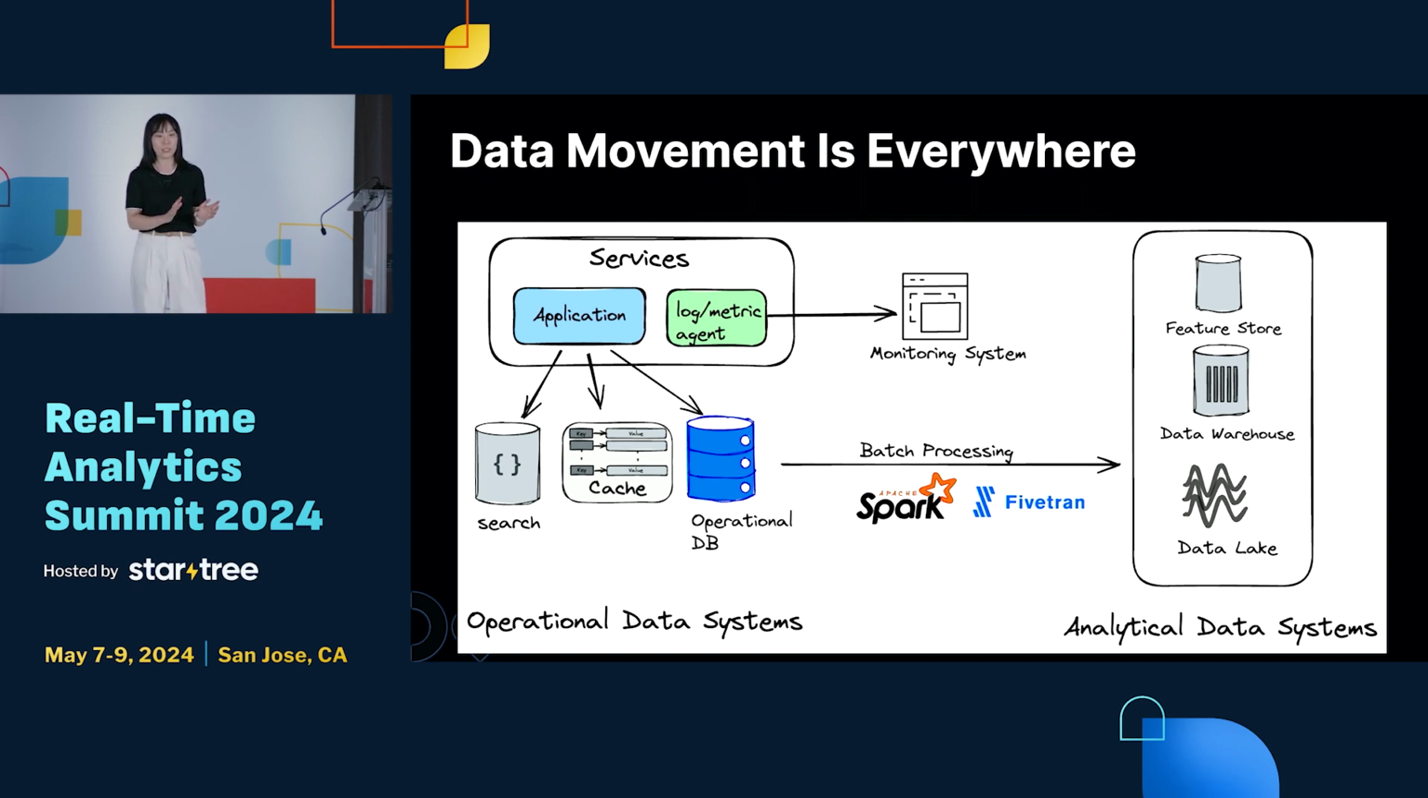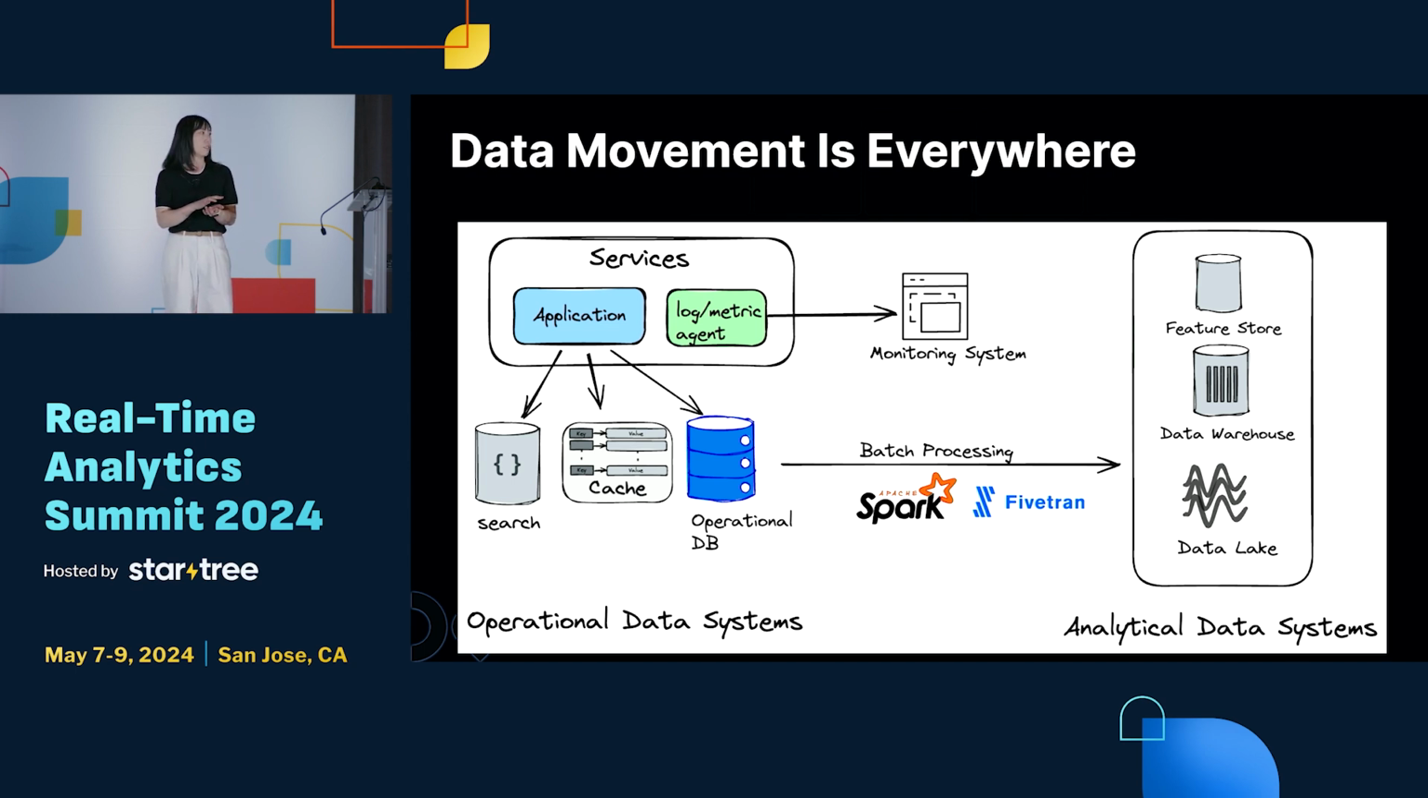With business growth, we all know it's important to make data-driven decisions. So normally, the operational database is not a good place for that. So some data movement happens, moving the data from the operational data systems to the analytical data systems. So typically, a data warehouse like Snowflake, or data lakes like Iceberg or Delta Lake. And after that, it's very trendy to train ML models, so you typically have a feature store in the analytical data systems plane.